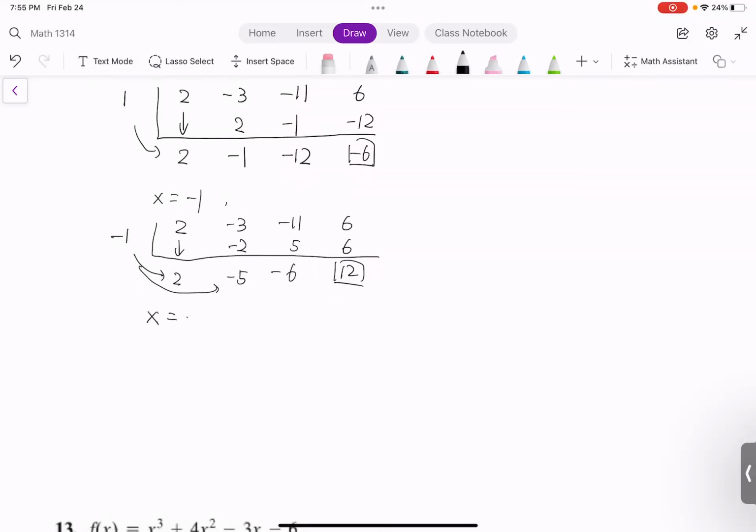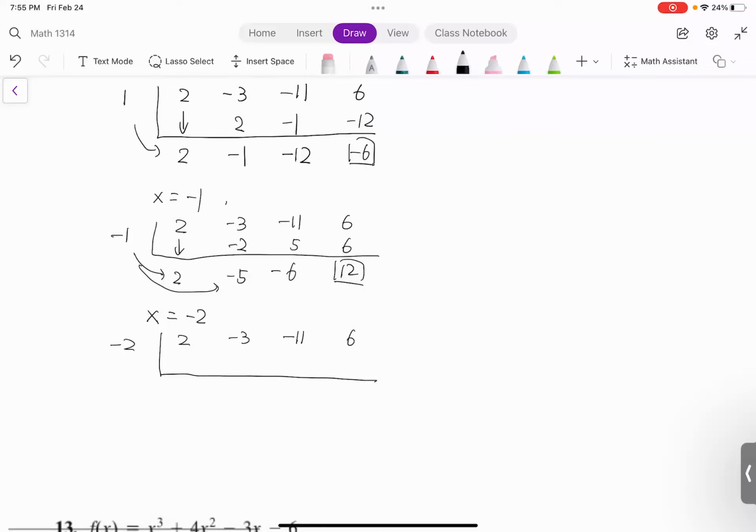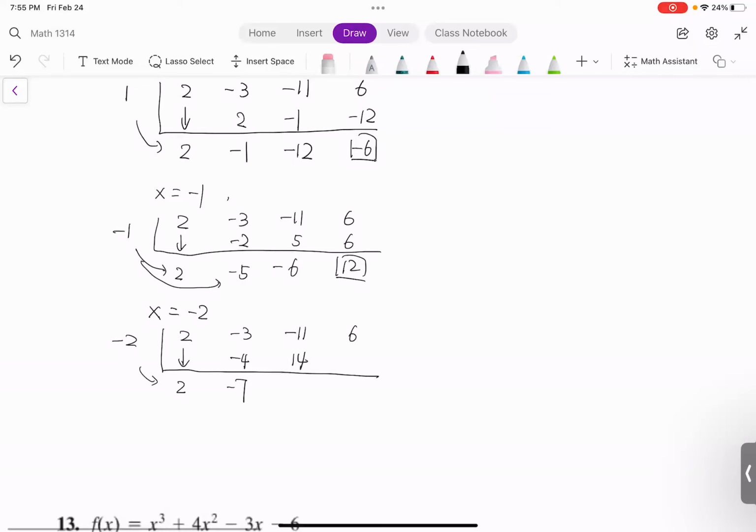Take a guess: x equals -2. And we list the coefficients in the rectangle. They are 2, -3, -11, and 6. Put the -2 here. Bring down the 2. We have 2 here. Do the multiplication. We have -4, and -3 plus -4 is -7. -2 times -7 is +14. -11 plus 14 is +3. -2 times +3 is -6. Yes, finally we got 0. That's the remainder.